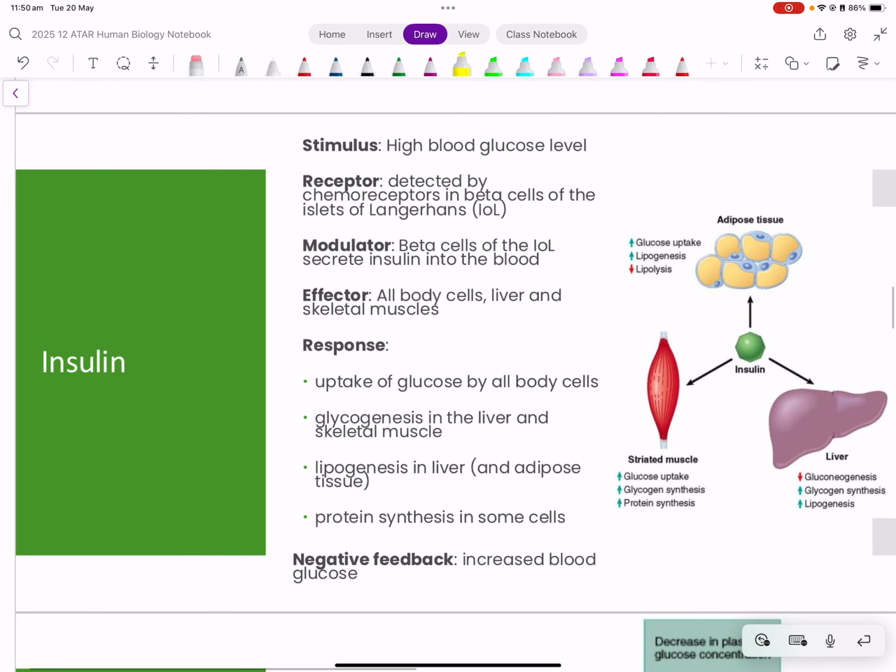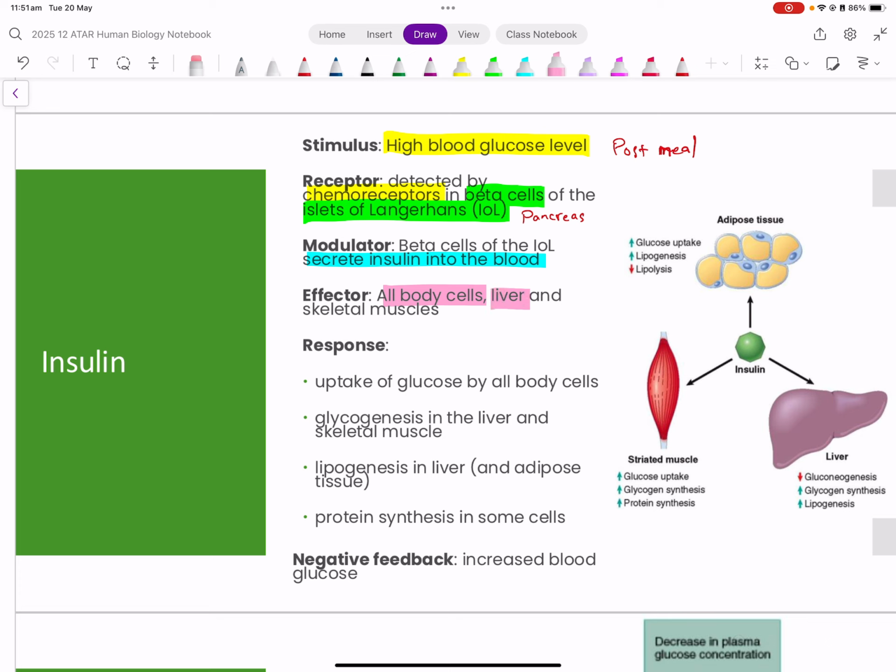So insulin is released by your body in response to a high blood glucose level. So think post-meal. Okay, so you've just eaten a really sugary meal. This is when we have our highest blood glucose levels. This is detected by chemoreceptors, so again, receptors that detect chemicals, and very specifically here, we're talking about the beta cells of the islets of Langerhans. These are found within the endocrine organ that we just looked at, the pancreas. Now, these beta cells secrete insulin into the blood, and what they end up targeting is all of our body cells, the liver, and skeletal muscle.